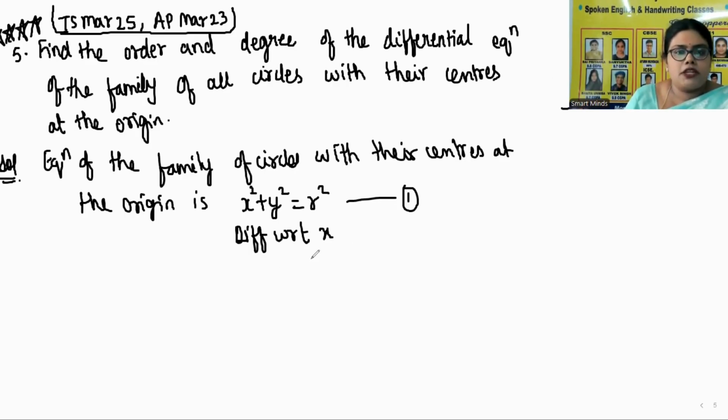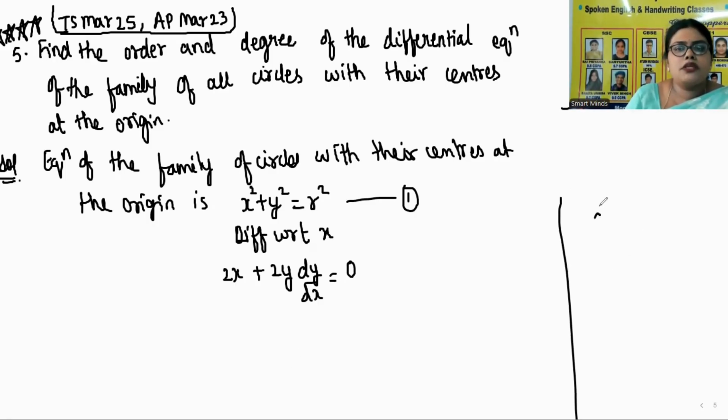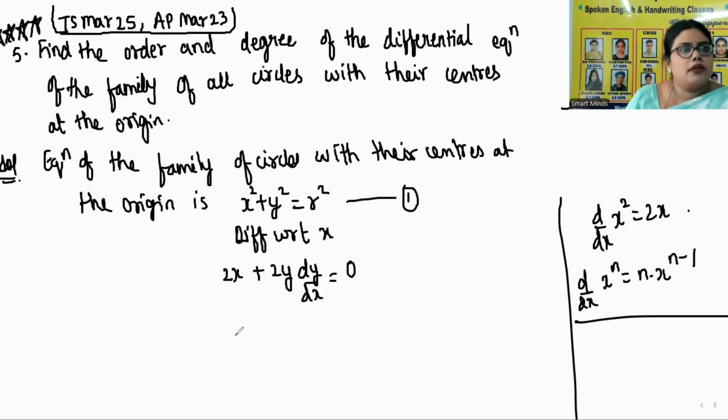So differentiating with respect to x. So x square derivative is 2x plus y square derivative is 2y. Whenever you are differentiating y with respect to x, we write dy by dx. R is a constant, so r square derivative is 0. So what formula did I use here? Derivative of x square is 2x. Understood? Why? Because derivative of x power n is n into x power n minus 1. This is the formula. Understood?